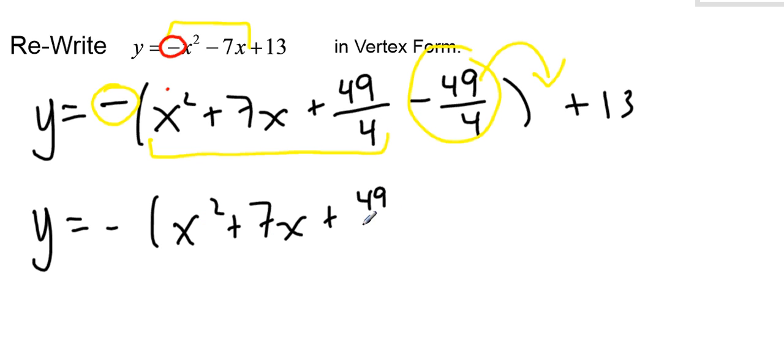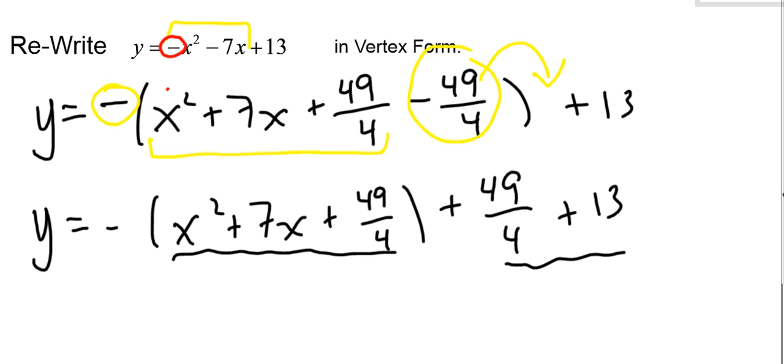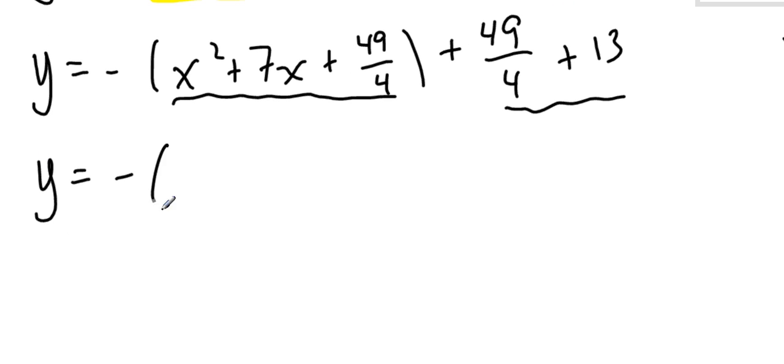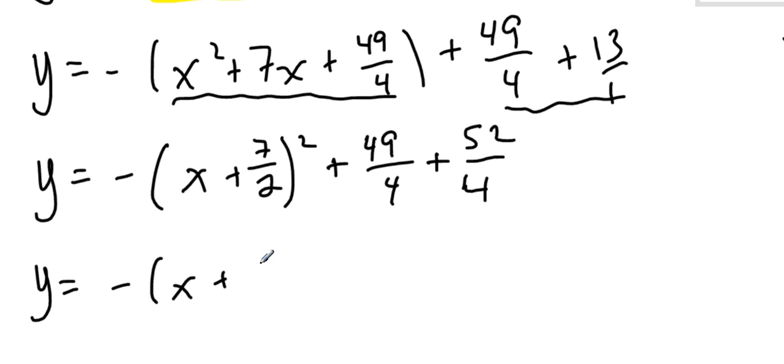I'm going to take that -49 over 4, multiply by -1. So now it's outside of the bracket. So factor, collect like terms. Oops. So we already know how this factors because we took half of 7 already. And that's how we got 49 over 4. So here, I need to get a common denominator. So 13 over 1 is equivalent to 52 over 4. And then finally, in final vertex form, I have 101 over 4.